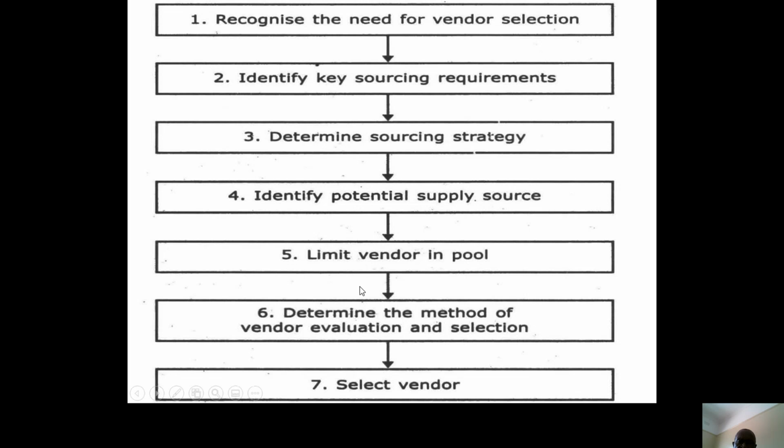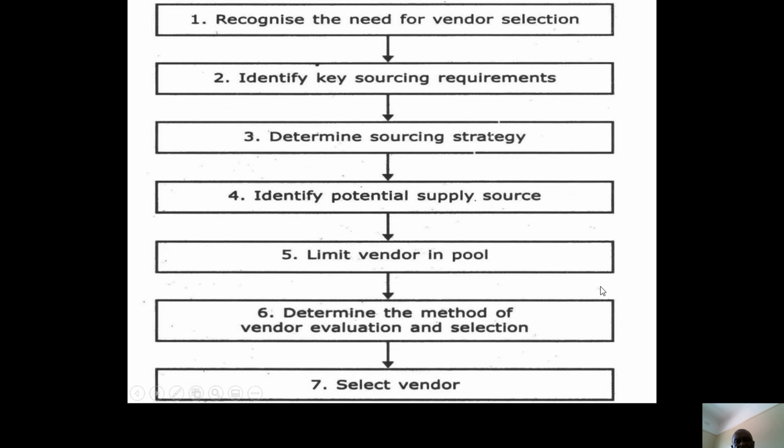Identify potential supply sources. Limit vendors in the pool. You want only to deal with those which you have known already, which you know provide the product, which you know the production is up to standard, up to what you want. Determine the method of vendor evaluation and selection. Then you select the vendor.